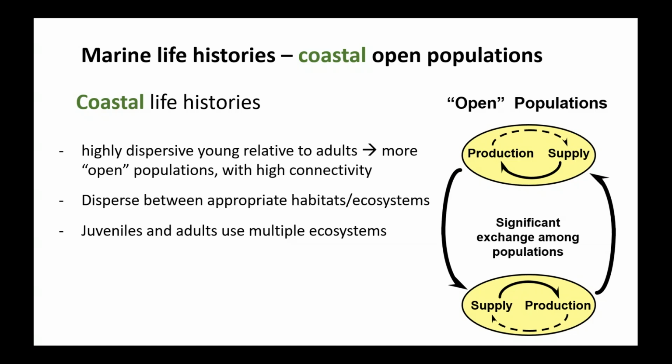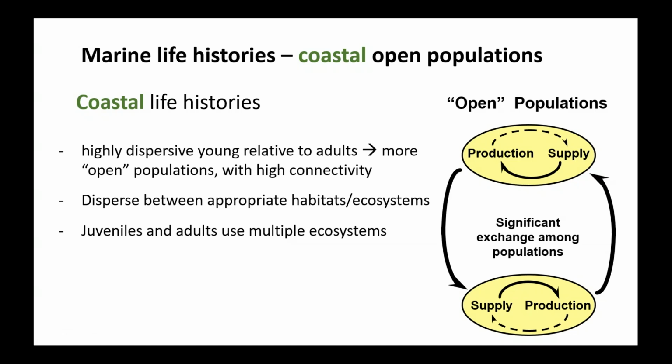refer to these as coastal open populations. And again, this is because the young are highly dispersive relative to the distances that adults range. And so now you see that graphic to the right-hand side of the slide showing that much of the production of young within a local population is actually exported to and supplies the next generation of some other local population. And in turn, the replenishment of that population is reliant on production and dispersal of young to it, right?